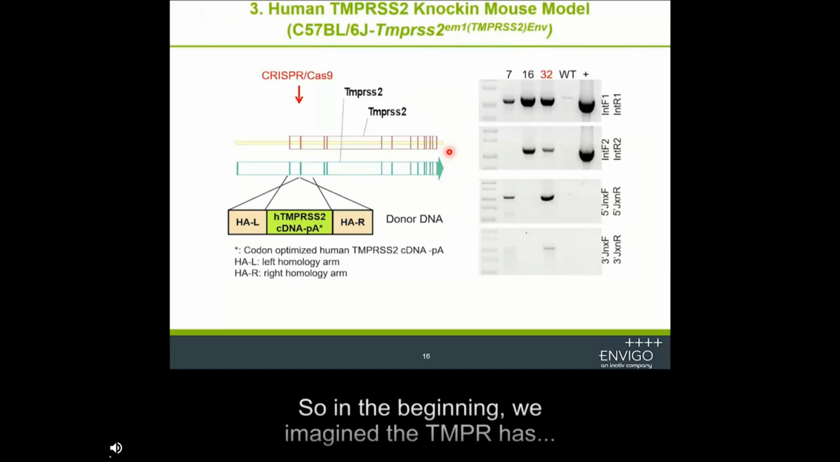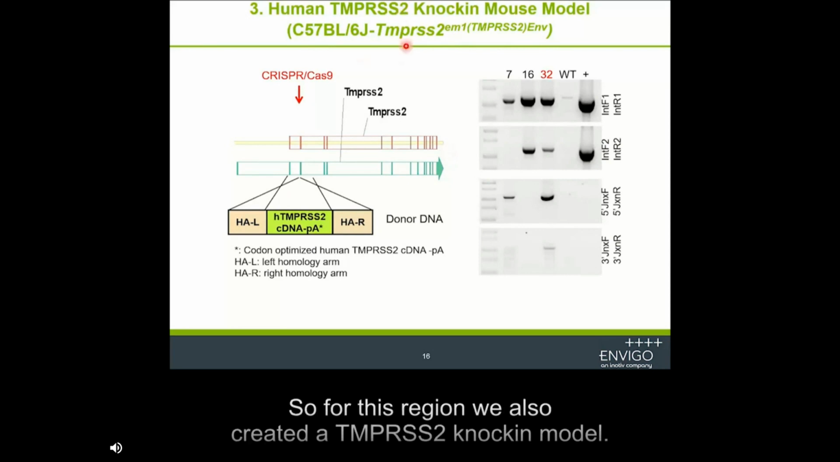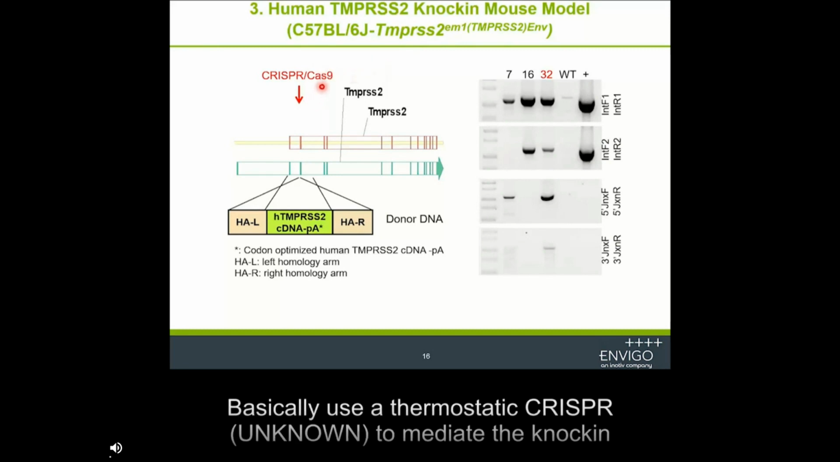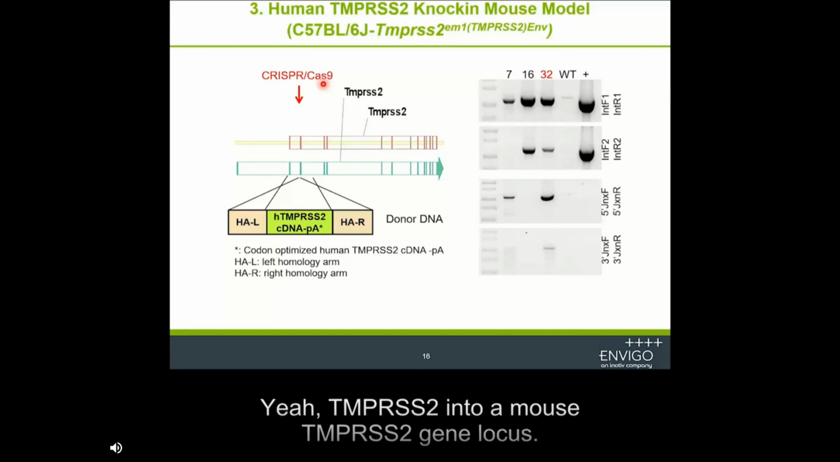So in the beginning, we mentioned that TMPRSS2 can prime the spike protein and also facilitate virus uptake. For this reason, we also created a TMPRSS2-ACE2 knock-in model. Basically, we used the same CRISPR-based strategy to mediate the knock-in of human ACE2 cDNA into the mouse TMPRSS2 gene locus.